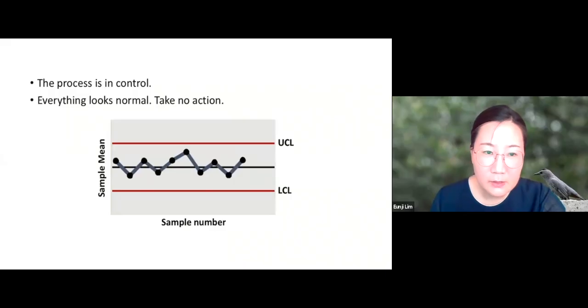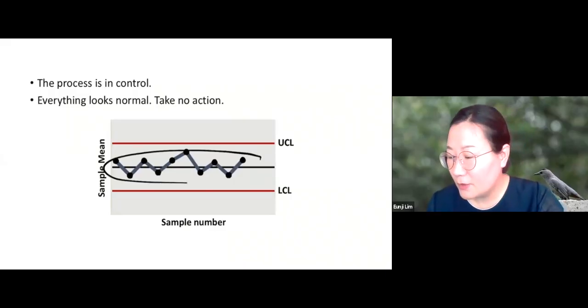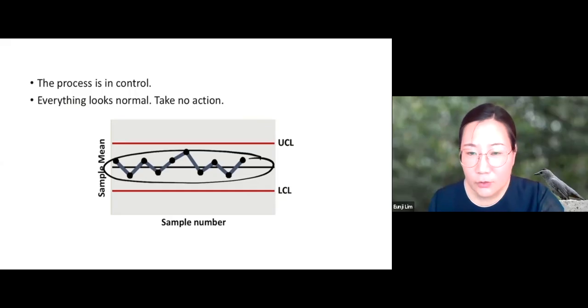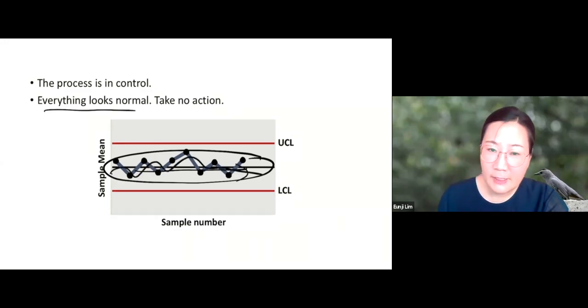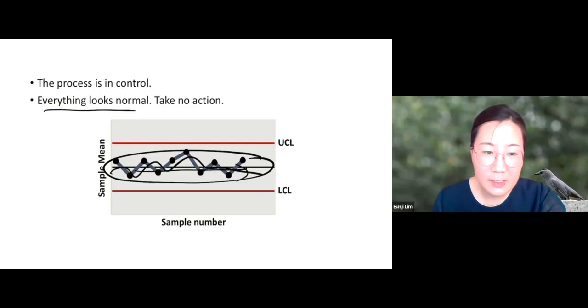This is another pattern. All the sample means are within the limits. So we conclude the process is in control. Everything looks normal. There's no trend. We see the same level of fluctuation over time, so we don't need to take any action.